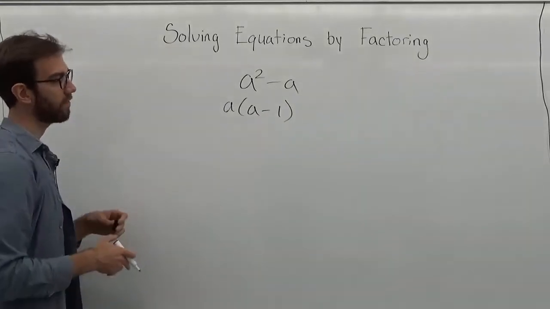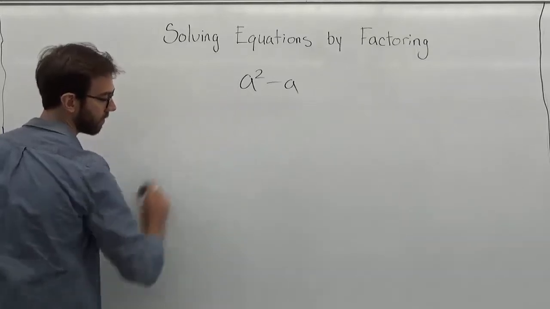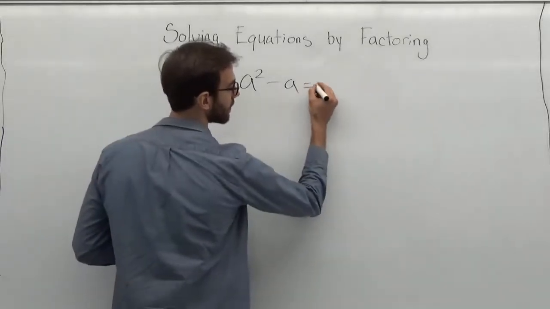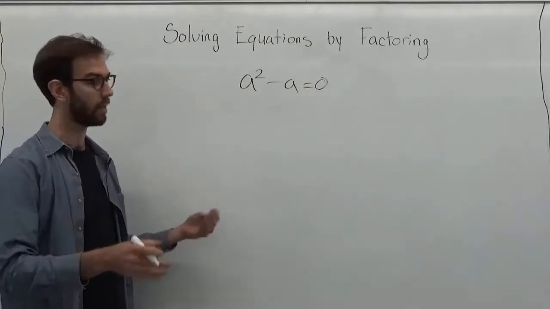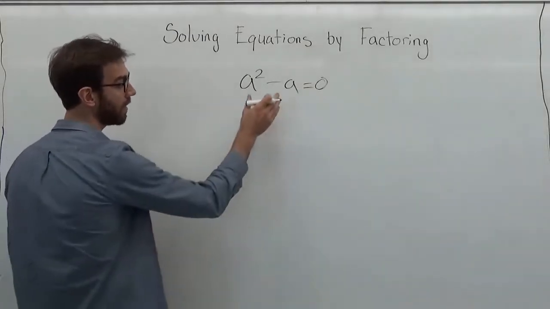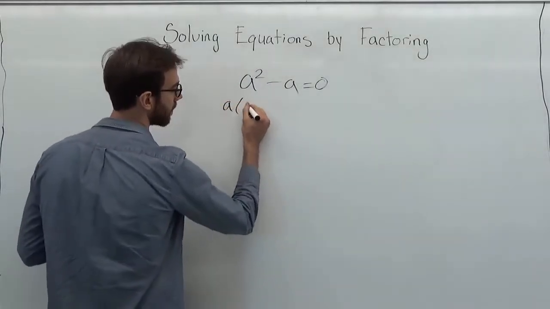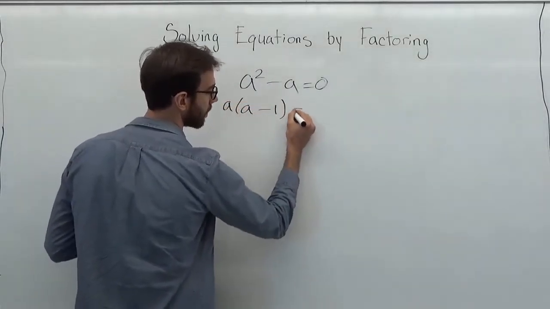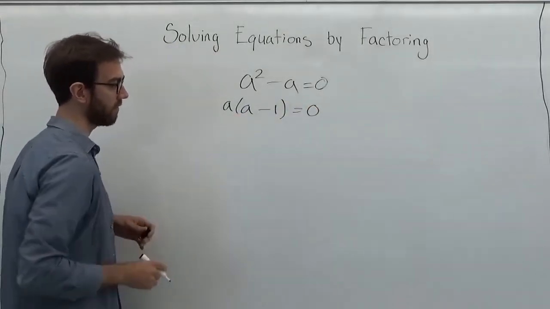But what happens if we don't have just an expression, but we have an equation? What if we want to solve for what this variable is? Set this equal to 0. Well, it turns out we can do the exact same thing that we were doing before. We'll start by simplifying this, pulling out our common factors. And now we have something that we can use to solve for our missing variables.